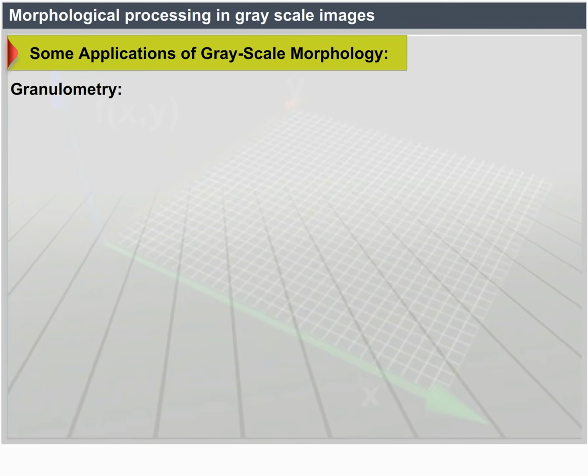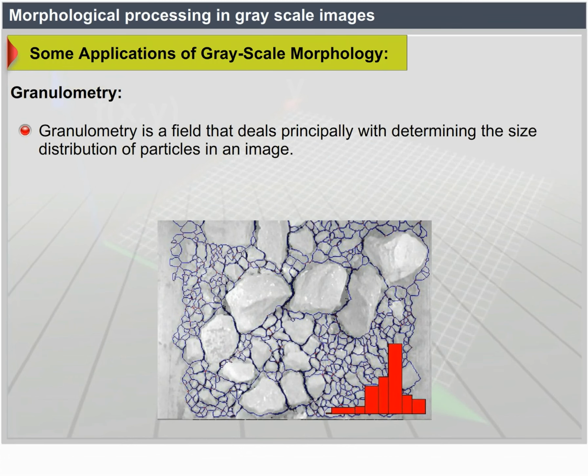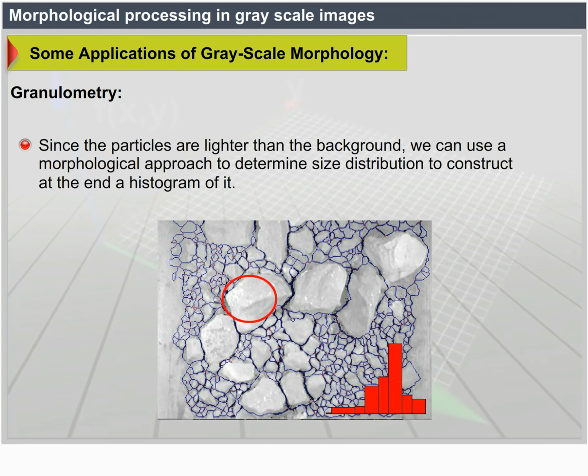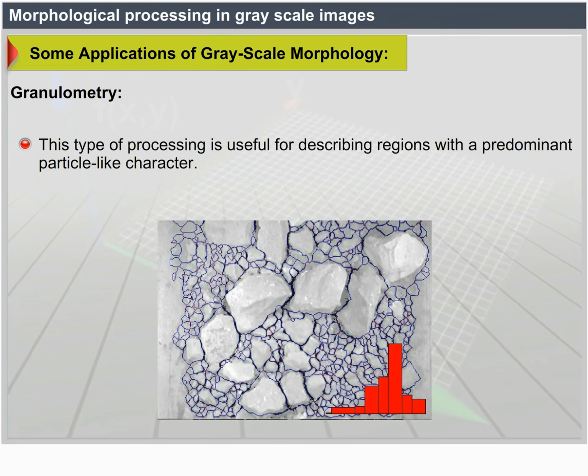Granulometry. Granulometry is a field that deals principally with determining the size distribution of particles in an image. Because the particles are lighter than the background, we can use a morphological approach to determine size distribution, to construct at the end a histogram of it, based on the idea that opening operations of a particular size have the most effect on regions of the input image that contain particles of similar size. This type of processing is useful for describing regions with a predominant particle-like character.